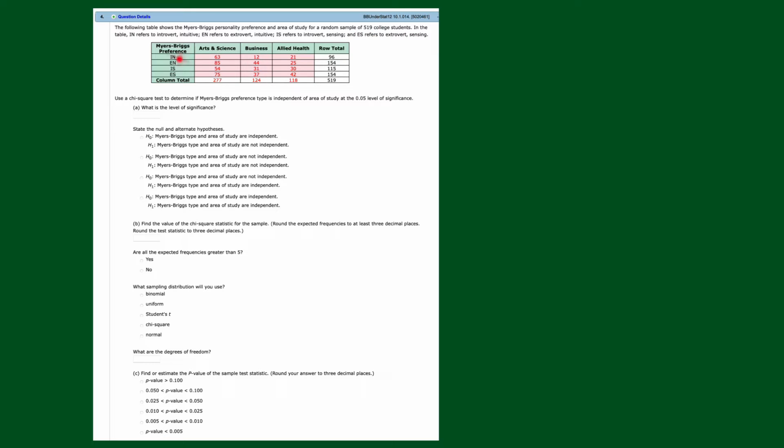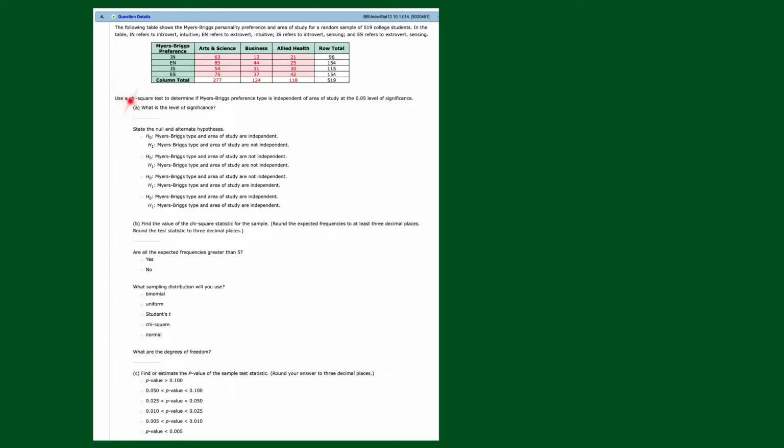All right, so we've got these Myers-Briggs preference types, and then we have, what do we have over here? Area of study. Okay, so what do we have? 1, 2, 3, 4 rows, 1, 2, 3 columns. We have a 4 by 3 matrix. Remember, column totals and row totals don't count as a row or a column.